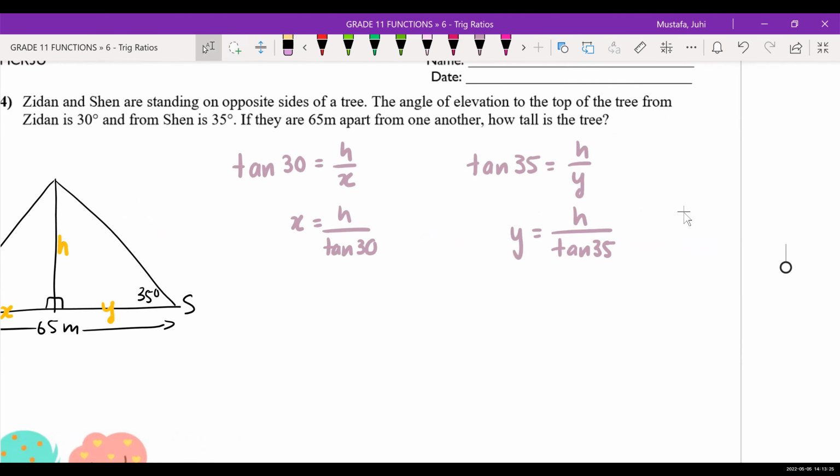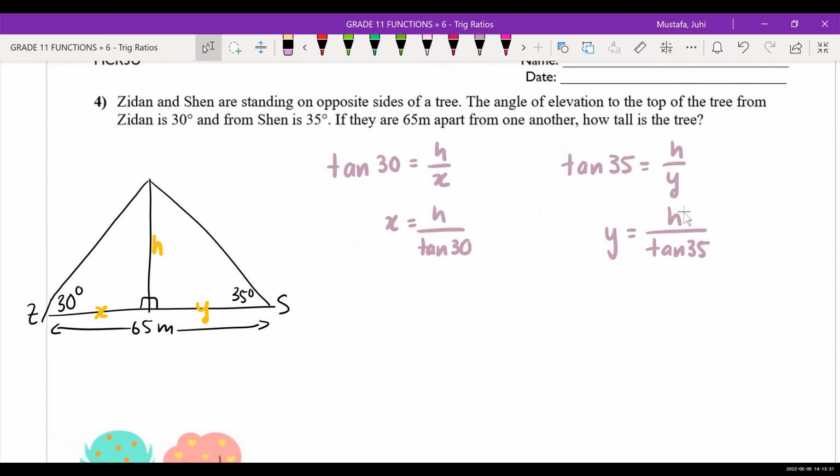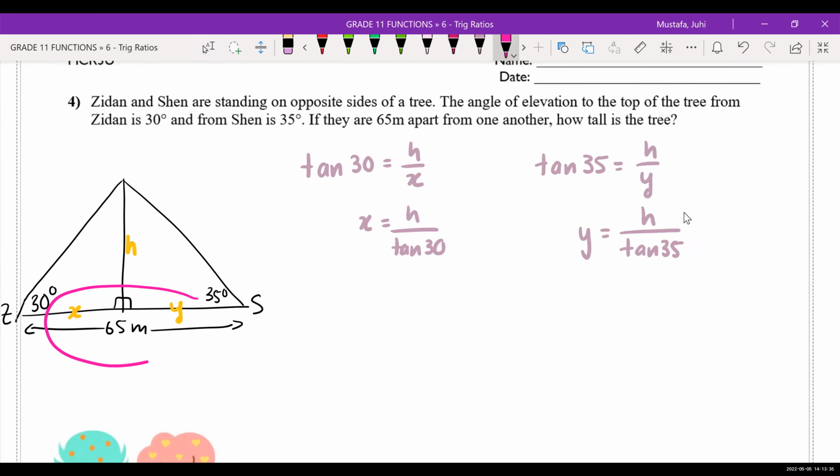And the reason why I like to do it this way, where I have an expression for X and an expression for Y, is because I can put both of them together and make another expression. So take a look at these numbers over here. We know X is one distance, Y is one distance, and the entire distance is 65. So can you put all those together and make another expression? It would be... perfect. So X plus Y is equal to 65.